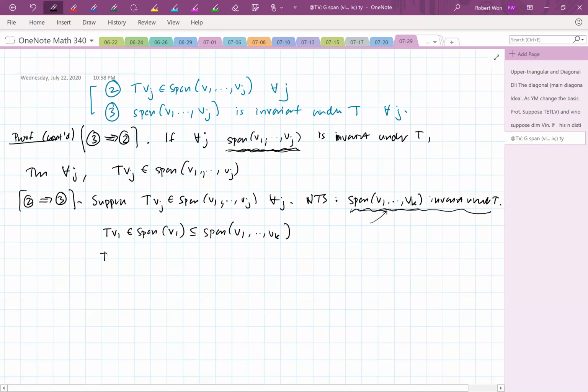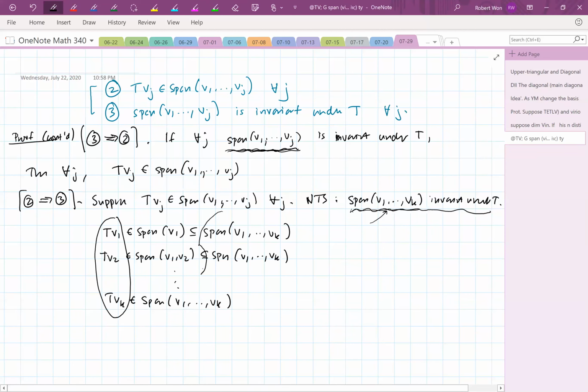Similarly, T of V2. But since I'm assuming part 2, this is in the span of V1 and V2. But that's also a subset of the span V1 up through Vk. Then you keep going down to T of Vk. This is, since I'm assuming part 2, in the span of V1 up through Vk. So what this says is if you take any V1 up through Vk, you apply T, you end up in this subspace.